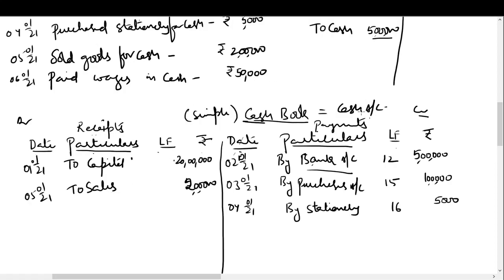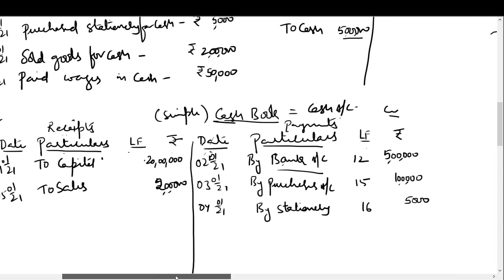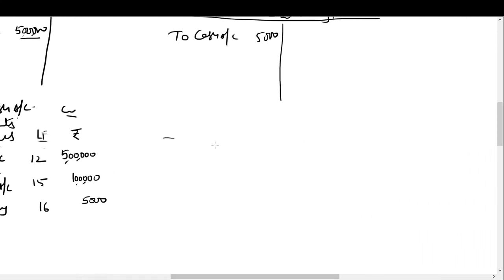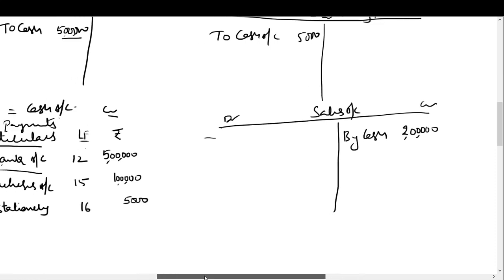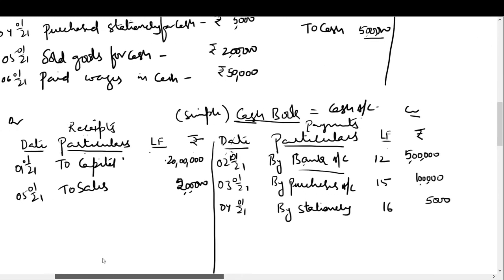I have recorded it in the debit side of the cash account. So now the sales account has to be credited. I will open sales account, debit, credit. I will write by cash, rupees 2 lakhs. So this is how I post this in the sales account.